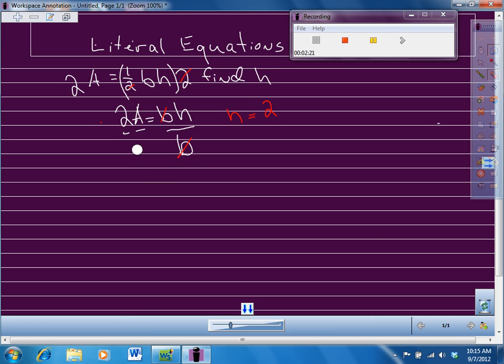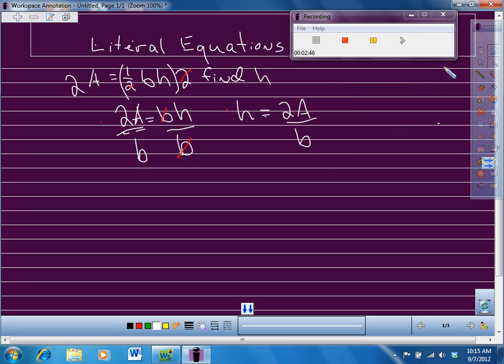Whoops, I messed up. You can't see that? You can't see the red? Oh, sorry. I'm going to switch. So I'm going to divide this by b as well. Okay? And so what I end up having after I divide is h equals 2a over b.